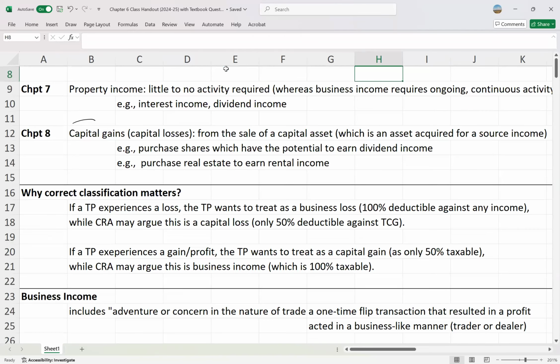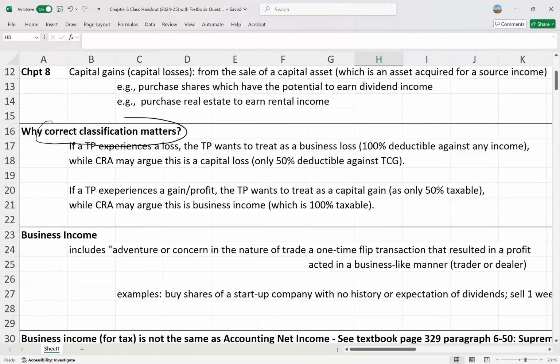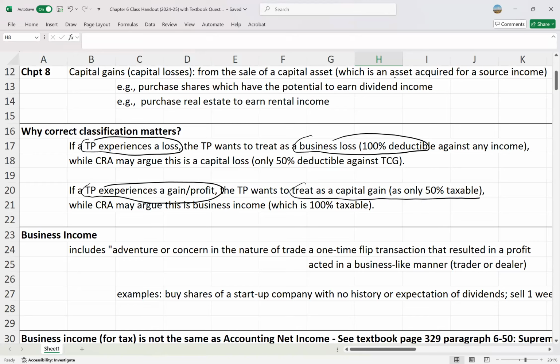Now, why does correct classification matter? Once again, with business income, usually there are more deductions. But the reason that characterization is important is that if a taxpayer, and I use TP here as an abbreviation, is experiencing a loss, the taxpayer will likely want to have it all be deductible. So if it's treated as a business loss, it would be 100% deductible against any type of income. If the taxpayer has a gain or profit, they may want to treat it as a capital gain because only 50% is taxable. And the CRA would probably argue the opposite.